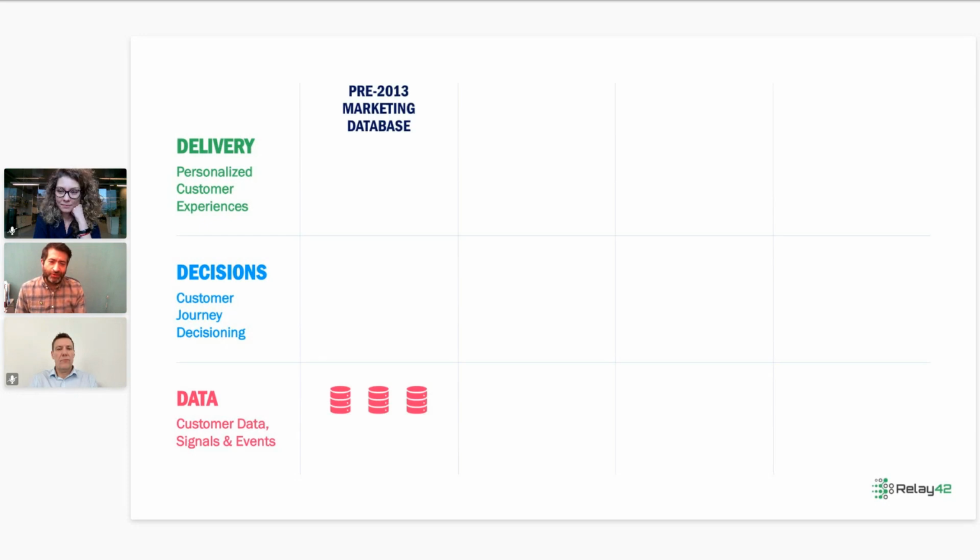And I'm going to take you through a timeline of different technologies. So this first one is what I call the pre-2013 marketing database years. I'm simplifying it down, right? These three databases that you can see in the data layer are really meant to represent three different channels or systems within the business.